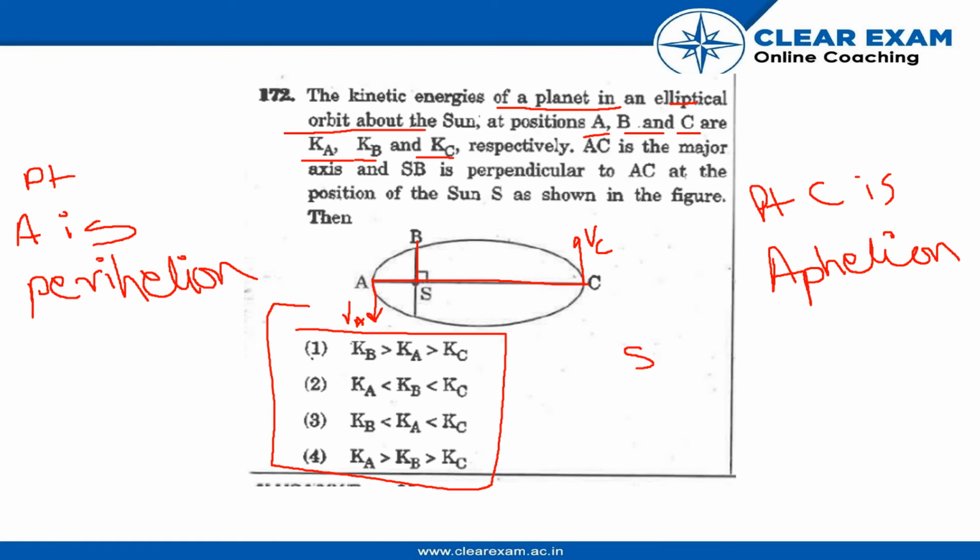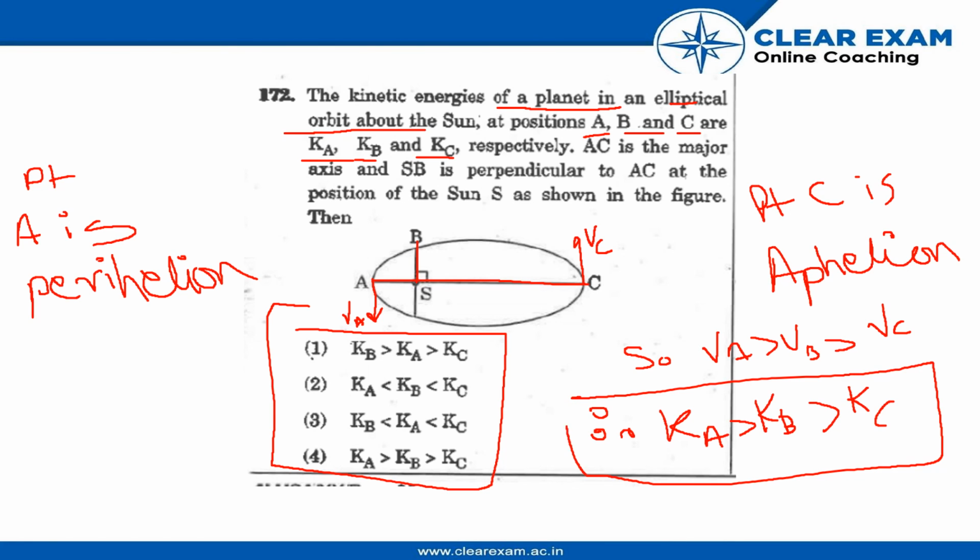So VA is greater than VB, which is also greater than VC, which will result in Ka greater than Kb greater than Kc. Hence option 4th.